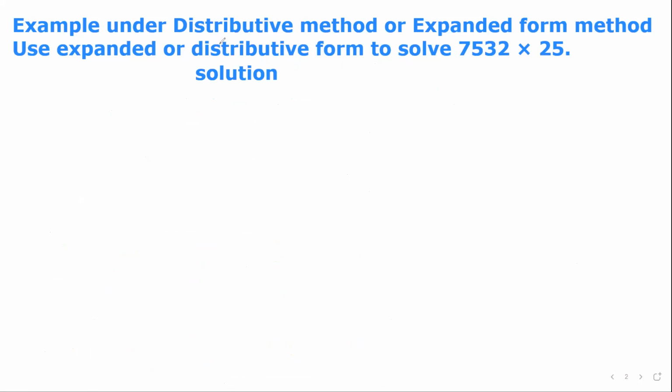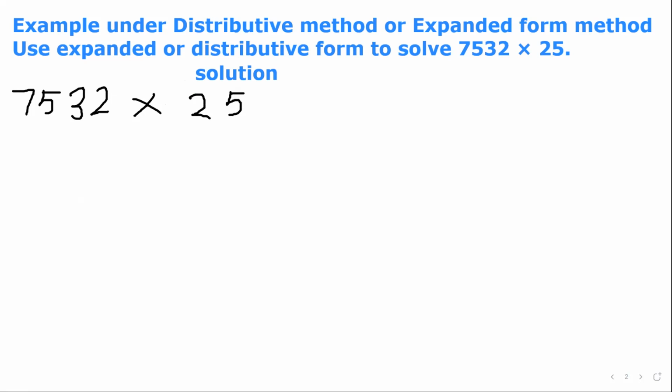Now, example under distributive method or expanded form method. Use expanded or distributive form to solve 7,532 by 25. Good. Then you have your numbers here, which is 7, 5, 3, 2 times 25.